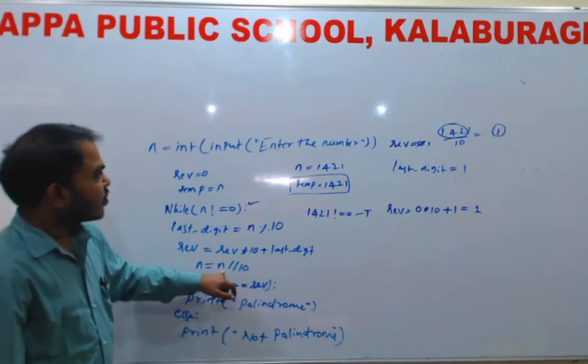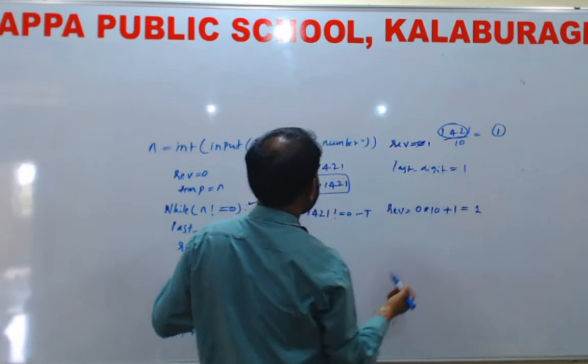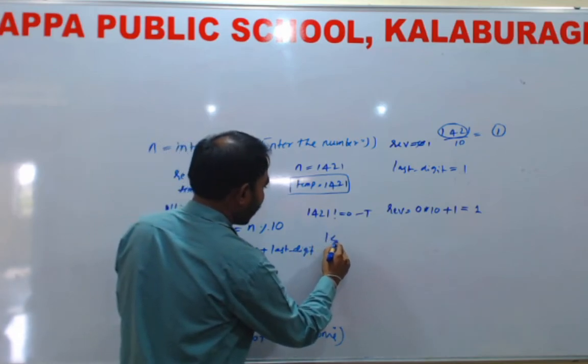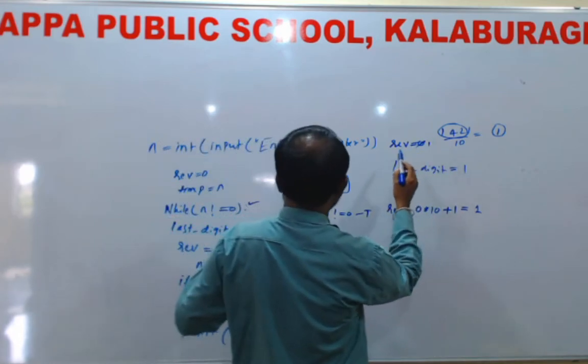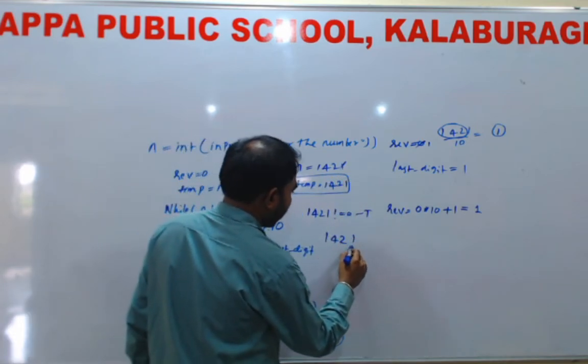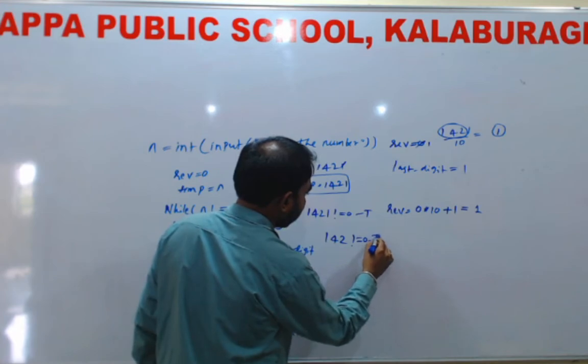So meaning is, 1421. So we get a 1421 fixed value, right? So 142 now. So this one is gone, right? So next one, which is not equal to 0. Again the condition is true.